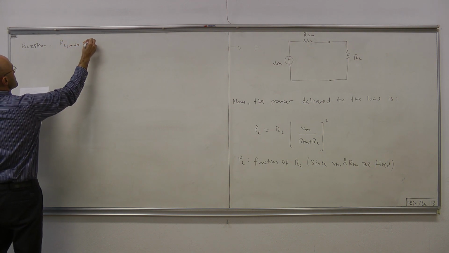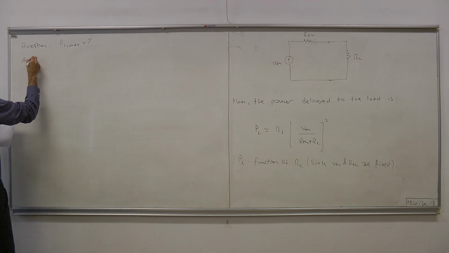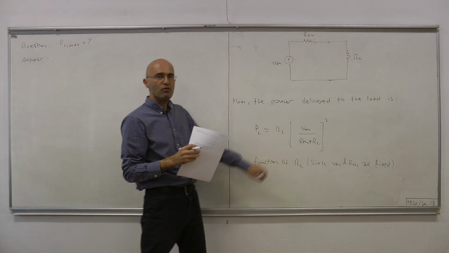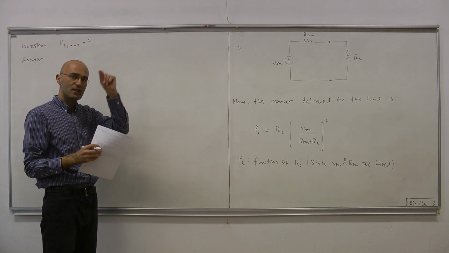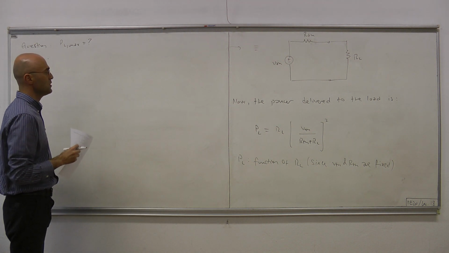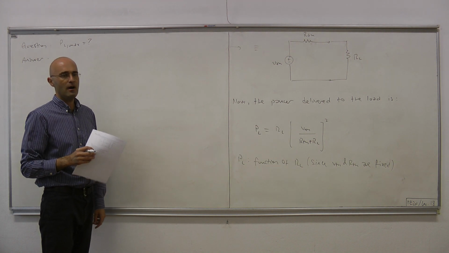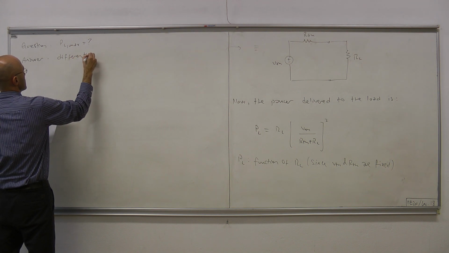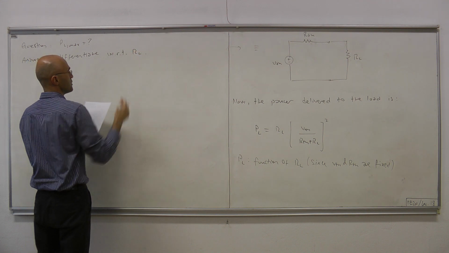PL max. What's the maximum power? How you obtain the answer is, if you have a nice smooth function and you want to find a minimum or maximum of that function, you look at the points where its derivative is 0. So what we're going to do is differentiate this PL with respect to our design parameter RL.